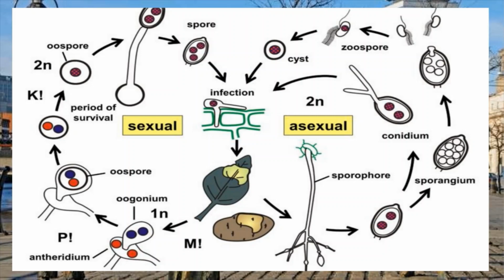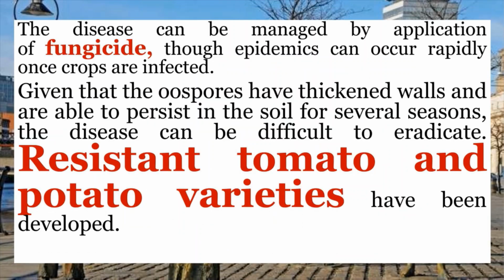The disease can be managed by the application of a number of chemical fungicides, and nowadays you have disease resistant varieties of both tomatoes and potatoes. They are available now in the market. So, by crop rotation, by sanitation, by use of fungicides, and by using the resistant varieties, this disease can be managed. However, it's a very dangerous and disastrous disease, and unless it is controlled at the proper time, it can destroy up to 80% of the potato crop.